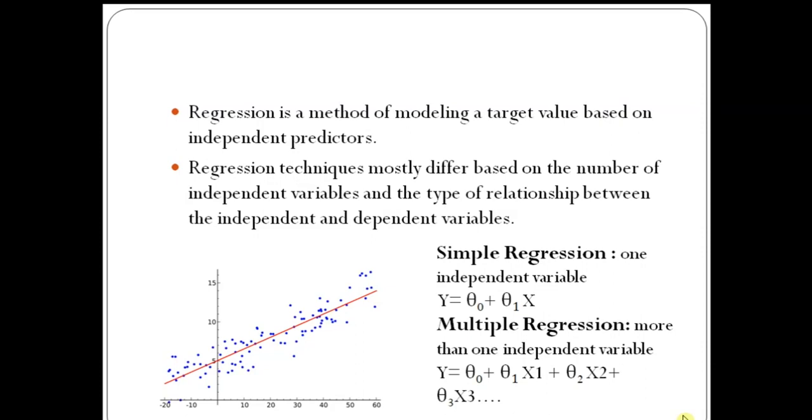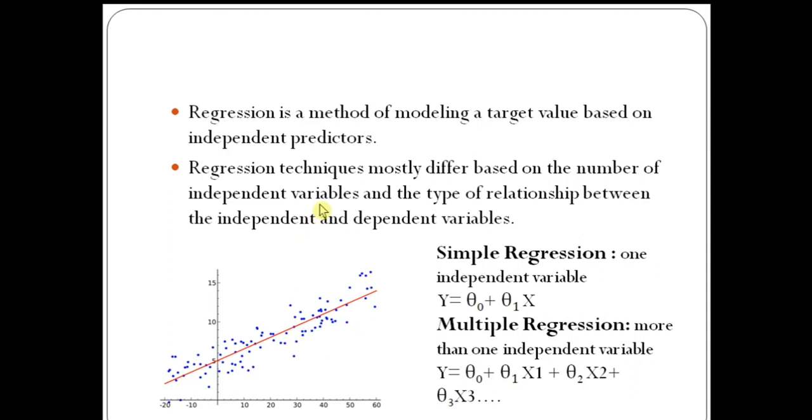Regression is basically computing the target value based on independent predictors. Like we have the heights of students and we need to predict the height of another student. So we will draw a graph of the height of students and then use a prediction line to predict the new value based on the data available.